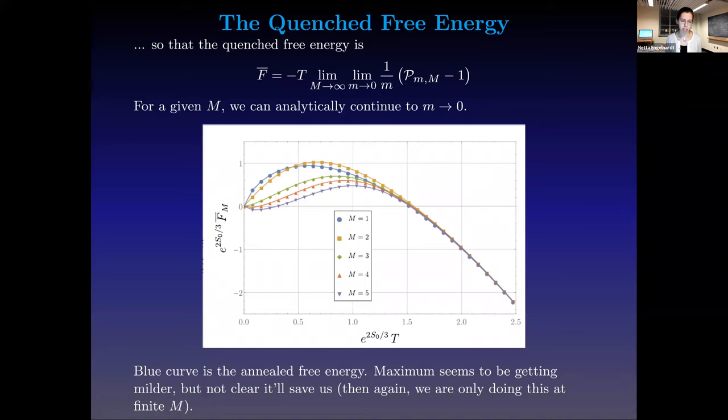But let's take a look at this. Here we have the blue curve. This is just m equals 1, which is the annealed free energy. You can see that even at m equals 2 it looks a little funny. As you go to progressively larger M, it appears to be smoothening out a little bit, but it's not clear that including progressively larger capital M's will save us. We can't actually tell if the maximum here is really getting smaller or if it's robust. Again, we're only doing this at finite M. If you think M equals 5 is large enough to read off the behavior at M goes to infinity, then this is concerning. Otherwise, maybe you wouldn't be so worried. You would say, I assume it'll be fine as we go to M goes to infinity.